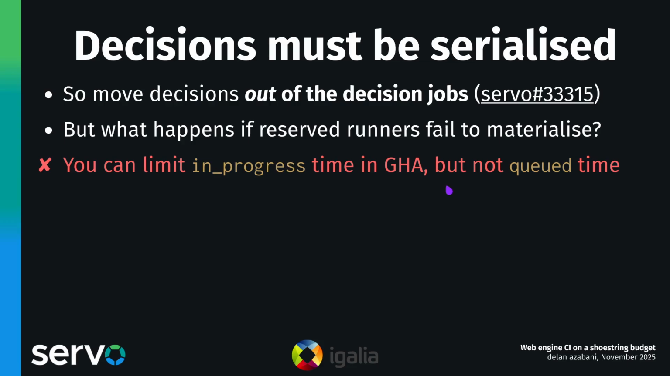So to solve these problems, what we did is we moved that decision and runner reservation process out of the decision jobs and into the servers that operate the runners themselves. And we do this with an API that runs on the servers.